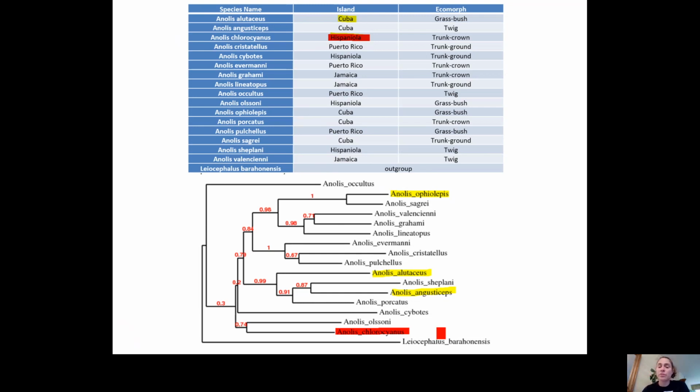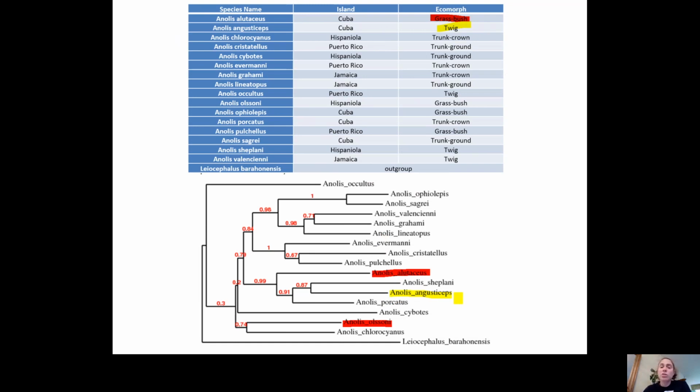Then I'm going to go to my other phylogenetic tree, which again is exactly the same. And I'm going to do the same thing, but by ecomorph. So I'm going to color all the grass bush anoles red. So then I go and I say Allotaceus is red. Where's another grass bush? So Olsani is red. So that's here. But then maybe I'm going to go and color all the twig anoles yellow. So Angusticeps would be yellow, and so forth.